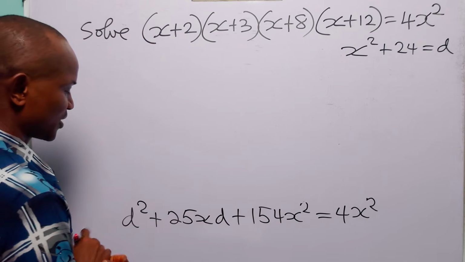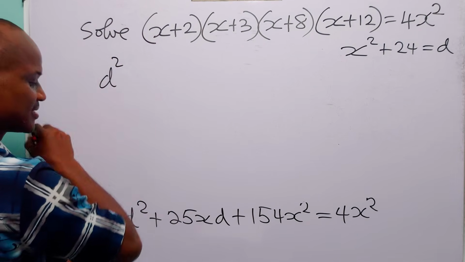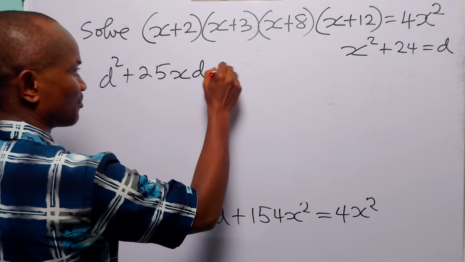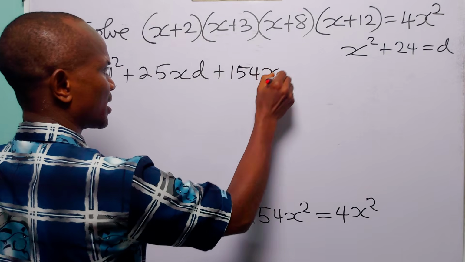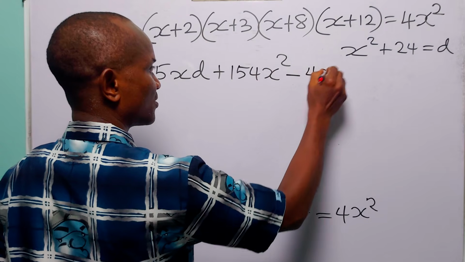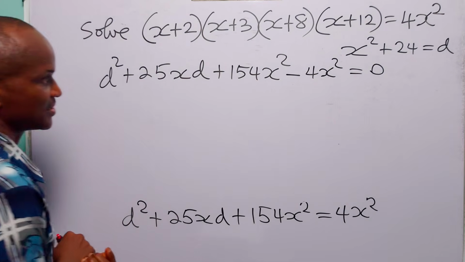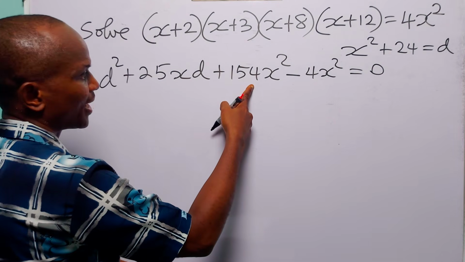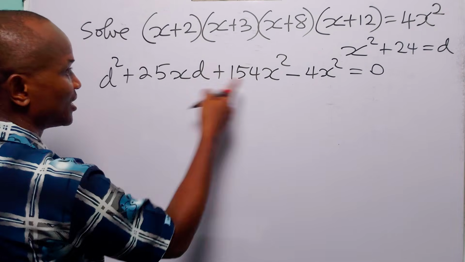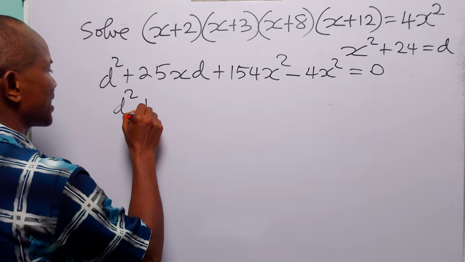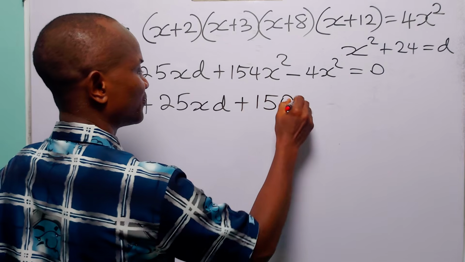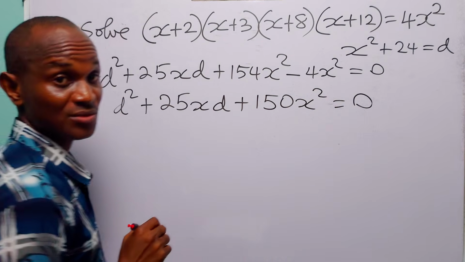Now rearranging this equation, we have d squared plus 25xd plus 154x squared. We move this term over to the left: minus 4x squared is equal to 0. Now 154x squared minus 4x squared is equal to 150x squared. So from here we have d squared plus 25xd plus 150x squared is equal to 0.